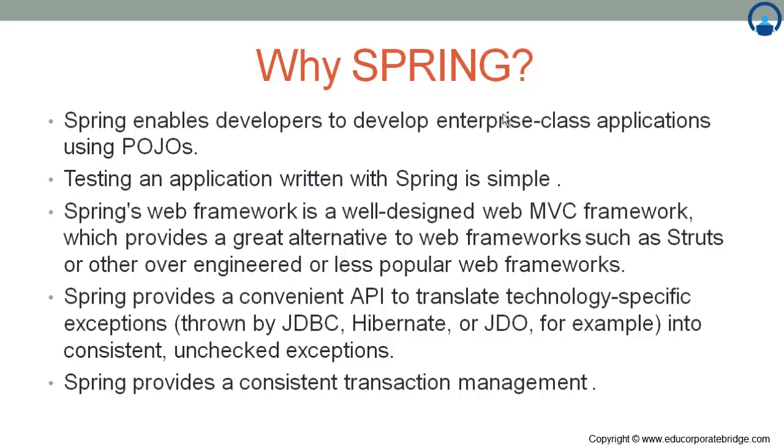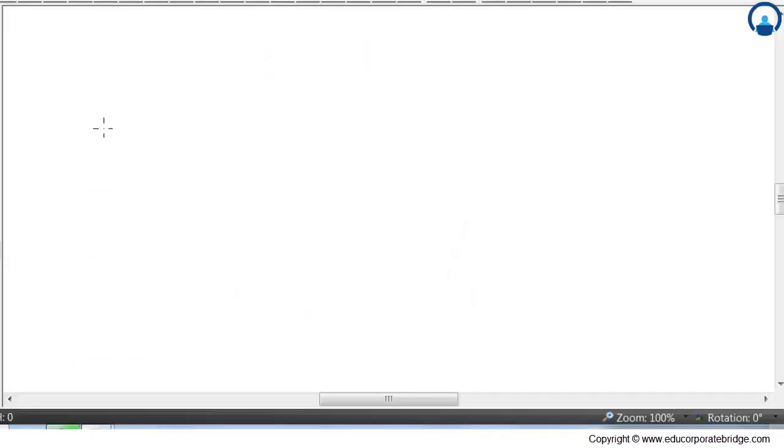So why do we use Spring? Spring basically enables developers to develop enterprise class applications using POJOs. And POJOs are basically plain old Java objects. We'll discuss what they are later. The next advantage of Spring is that it makes the testing of applications easy and simple. And basically it reduces the coupling between two classes.